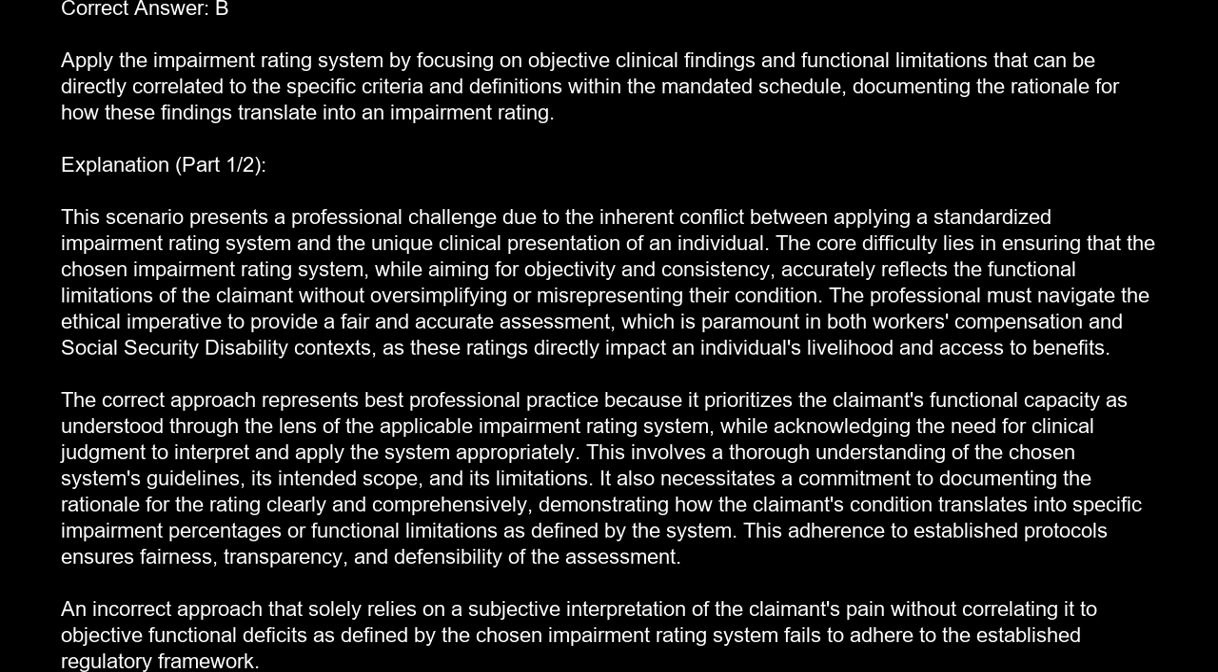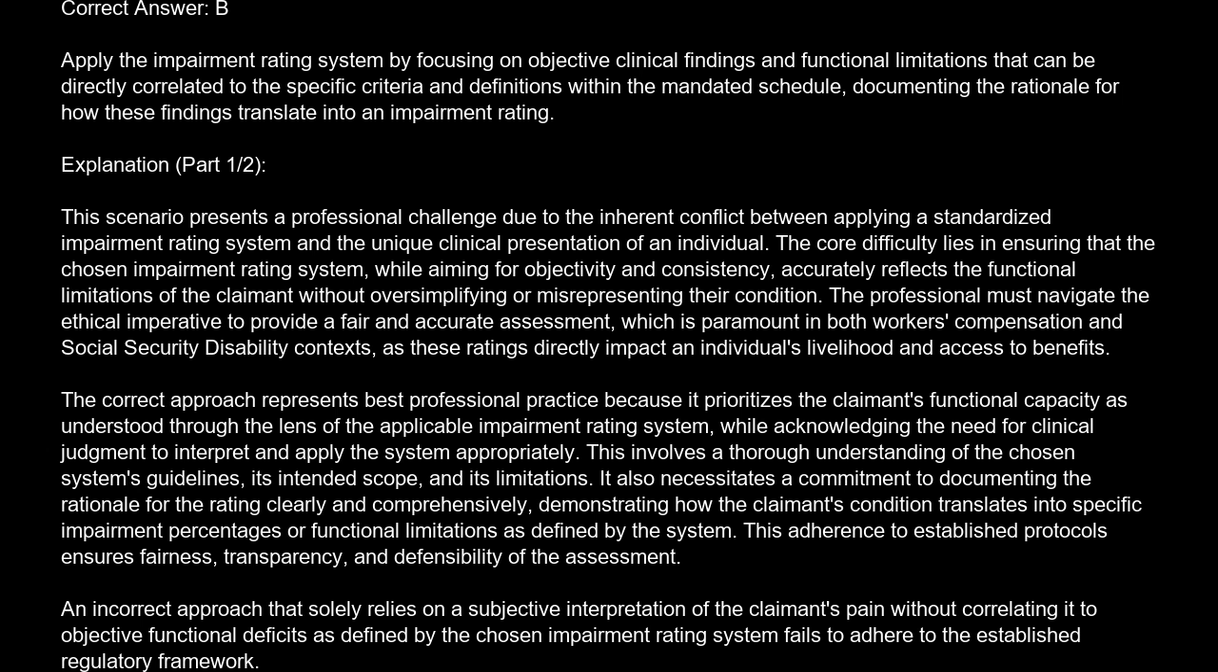Explanation. This scenario presents a professional challenge due to the inherent conflict between applying a standardized impairment rating system and the unique clinical presentation of an individual. The core difficulty lies in ensuring that the chosen impairment rating system, while aiming for objectivity and consistency, accurately reflects the functional limitations of the claimant without oversimplifying or misrepresenting their condition.